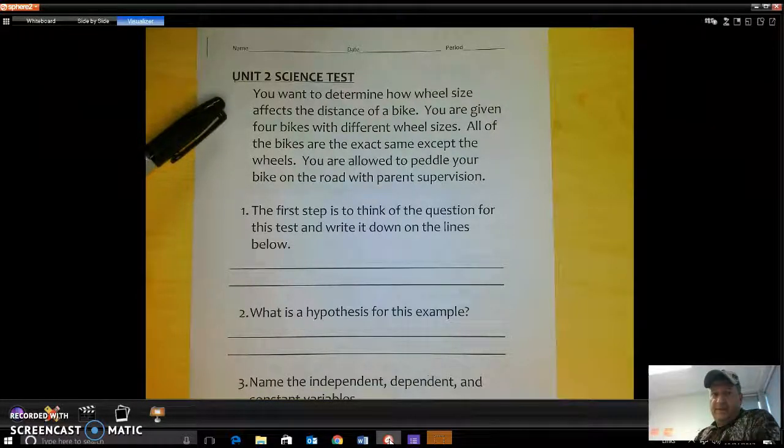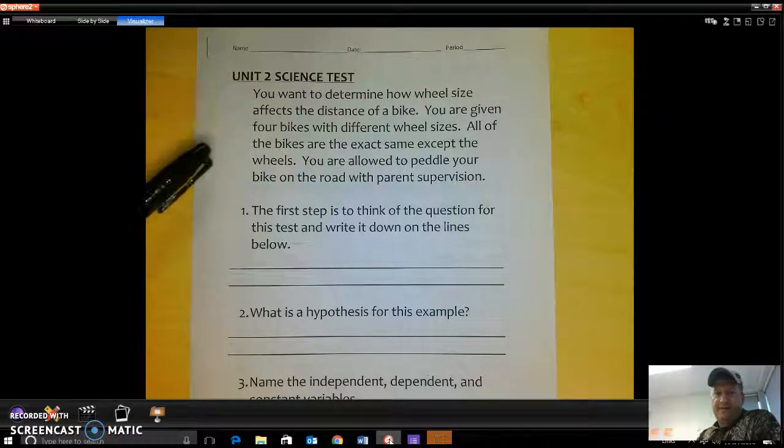Follow along with me as I read aloud. You want to determine how wheel size affects the distance of a bike. You are given 4 bikes with different wheel sizes. All of the bikes are the exact same except the wheels. You are allowed to pedal your bike on the road with parent supervision.